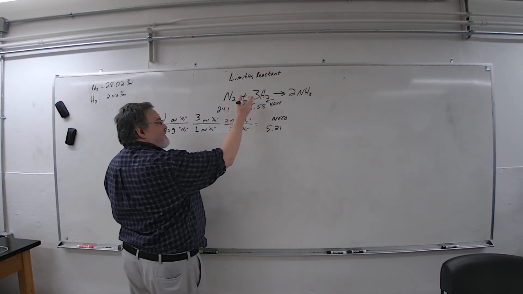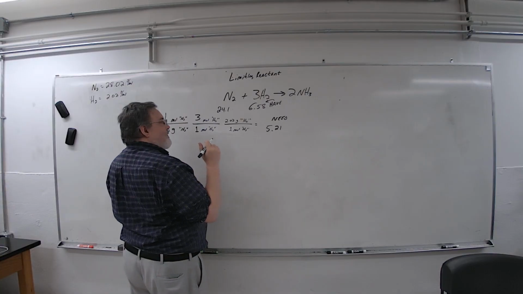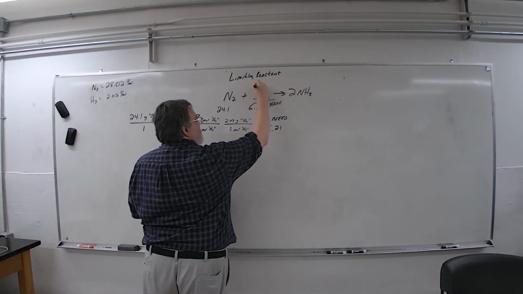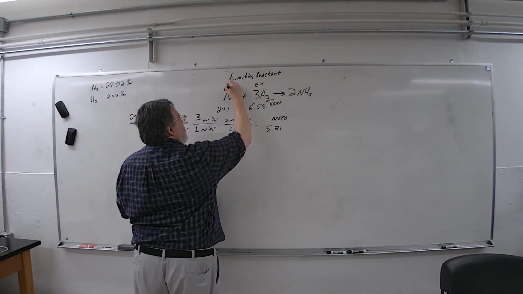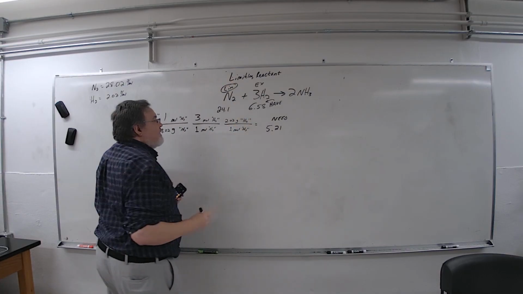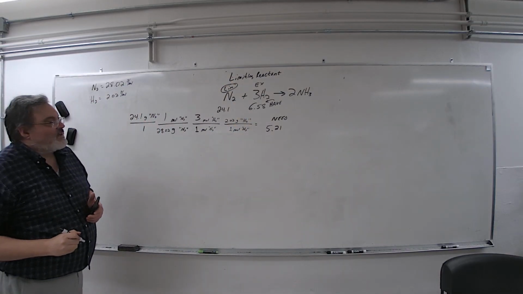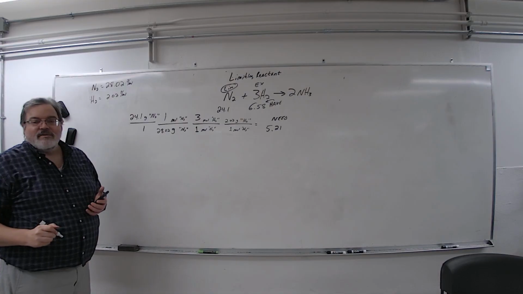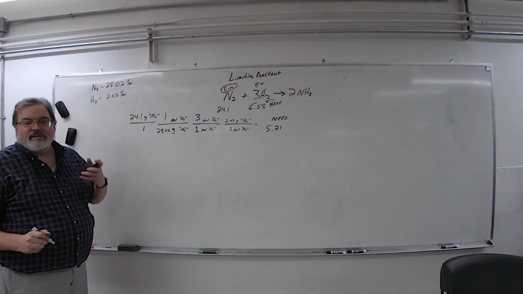So H2, I've got more than I need, so this is excess. N2 is limiting. Now what do I want to do with the N2, now that I know it's limiting?